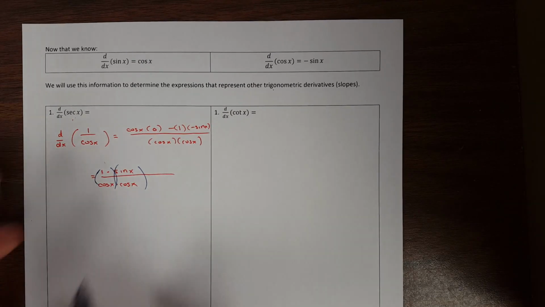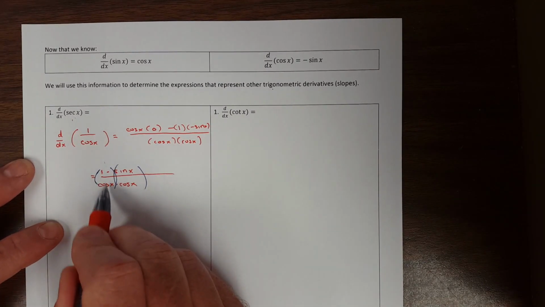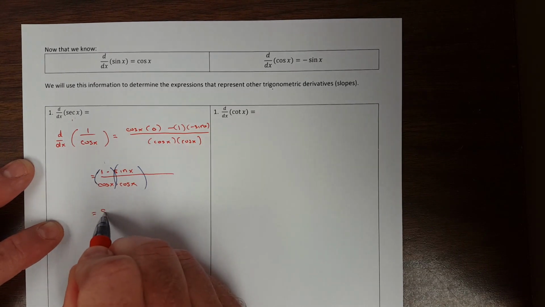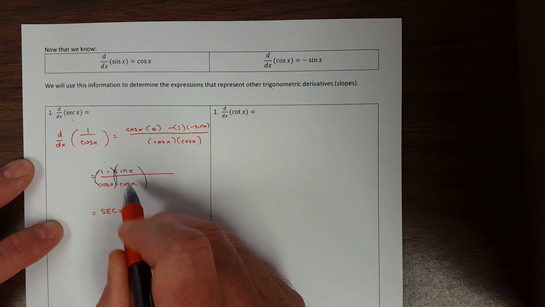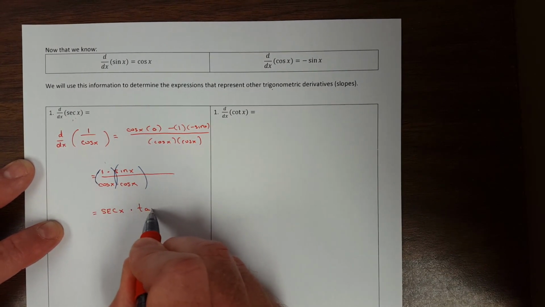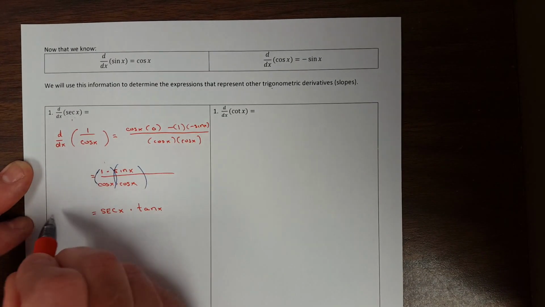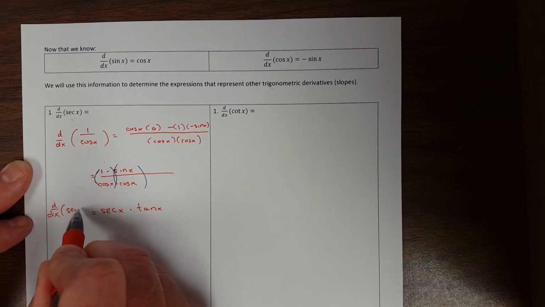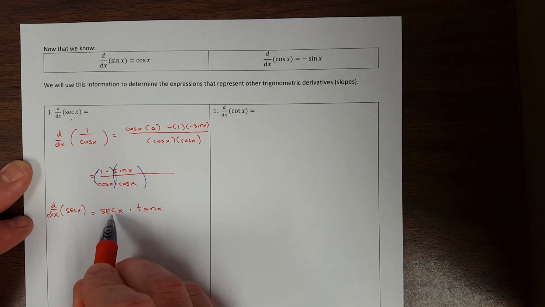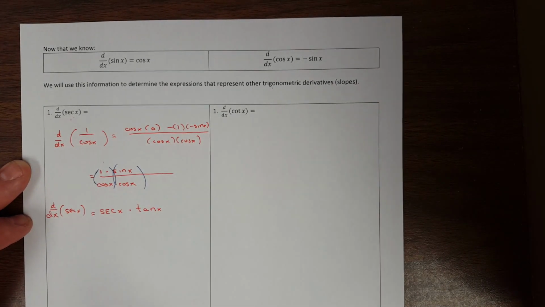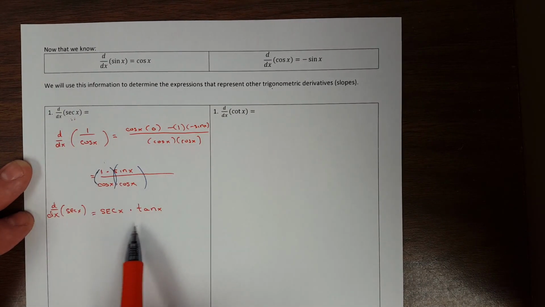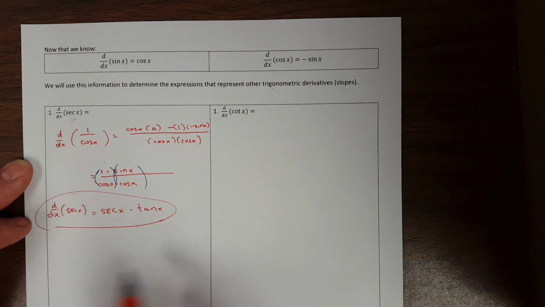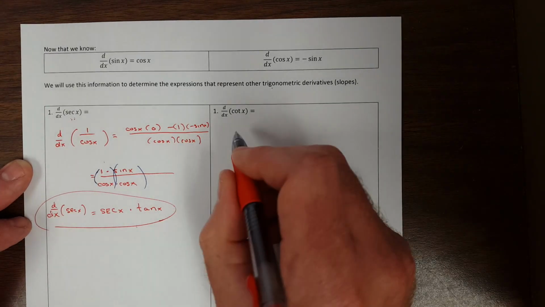But in the books, you're going to see it written like this. What is 1 over the cosine? Well, that's the secant. And what is the sine divided by the cosine? That's the tangent function. Okay? So if we take the derivative of the secant function, the result of that will be the secant x times tangent x. Okay? And like I said, the cosecant is very similar to this process here. Here's our first one. Next one, cotangent.